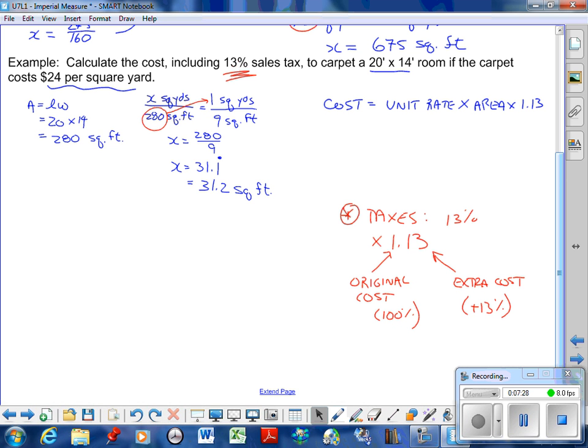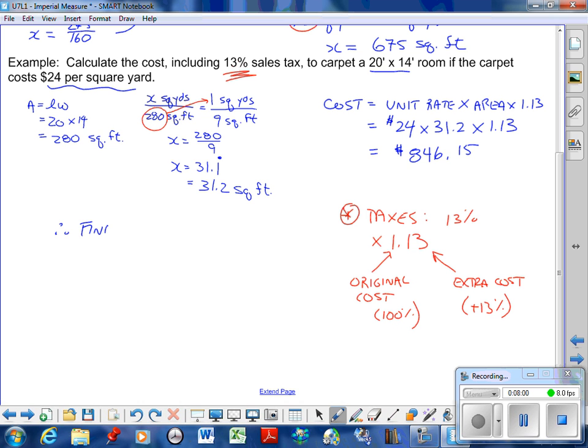Okay? So when we go back up here, we know that each square yard is $24 per square yard. That's from the original question. We know that we are buying 31.2 square yards, and we're going to multiply by our taxes because I want to get the final cost all in one step just to be efficient. And we get the final cost to be $846.15. So don't forget your therefore statement, especially on the test.